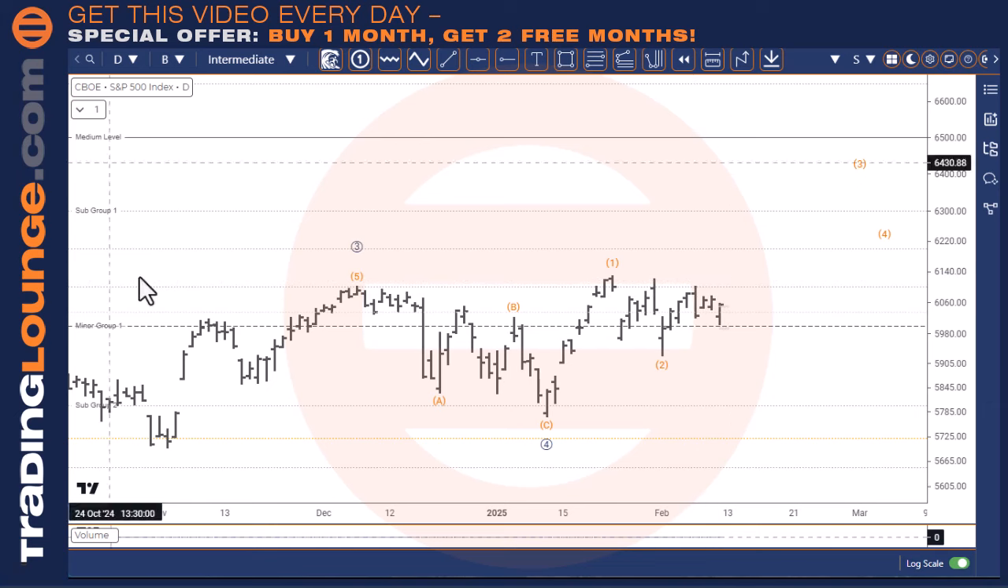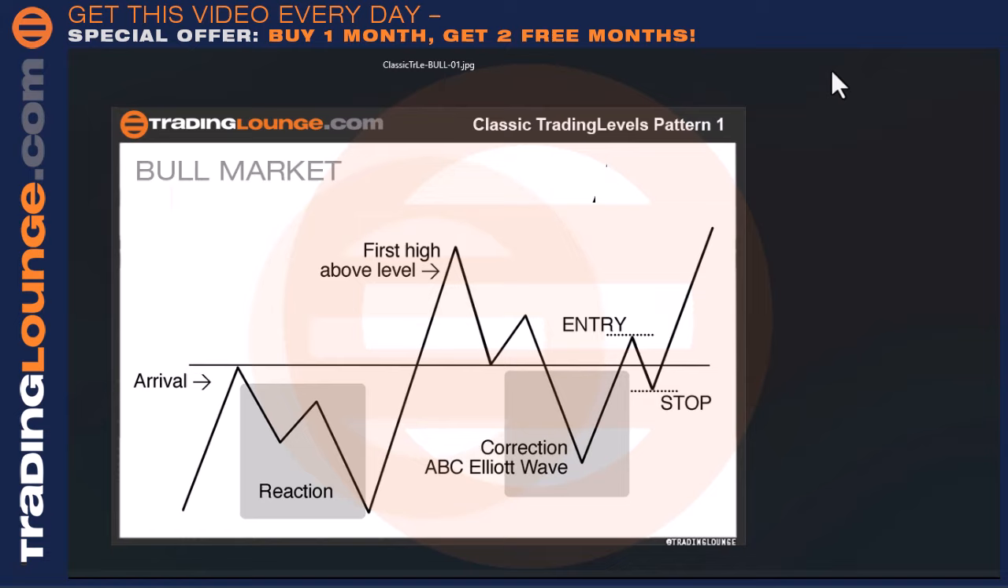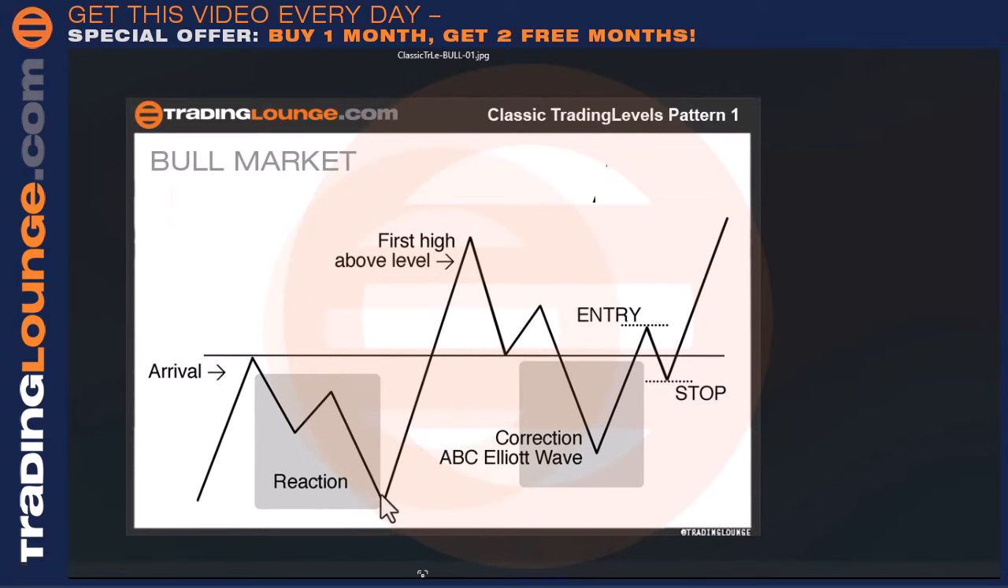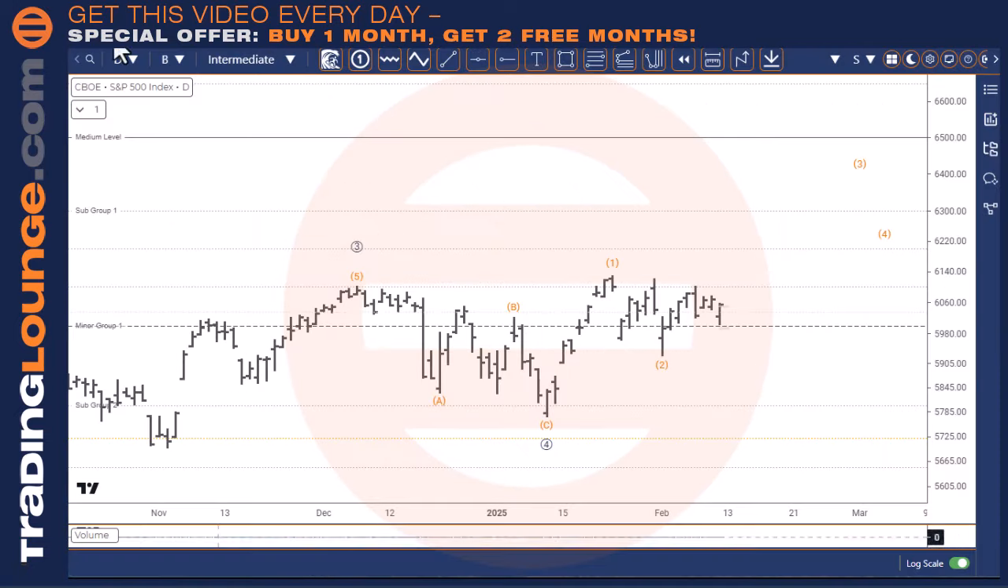We're looking at this particular pattern here, which is the most common pattern: the arrival, the reaction, the first high above the level, the ABC pattern, and then the first impulse waves to the upside. So that's sort of where we are. It is really ready to go. We've got the arrival, the reaction, the first high above the level, the ABC correction, wave 1 here and 2 here, then wave 1 and wave 2 here, and then pushing off here.